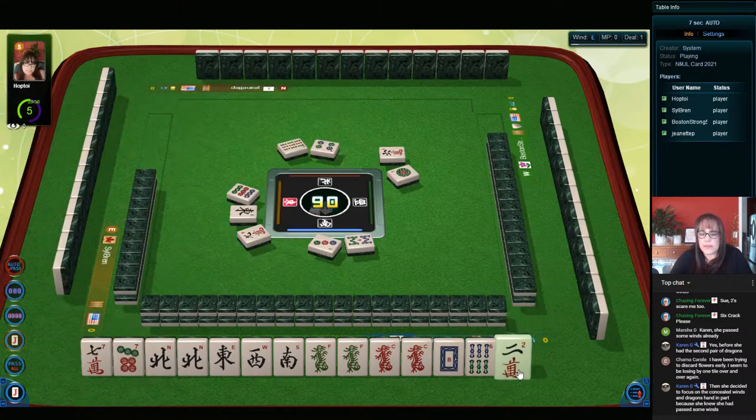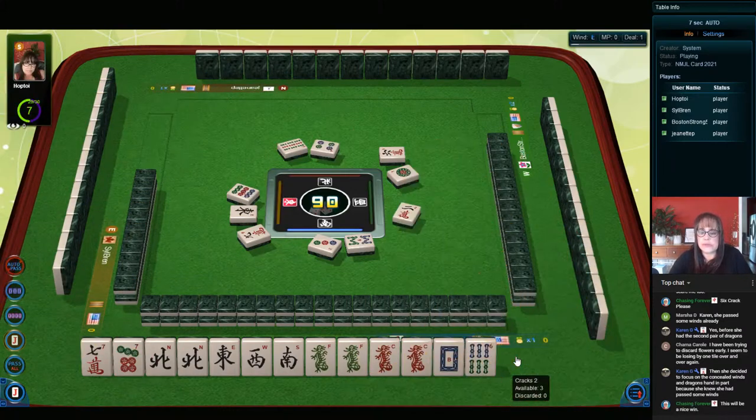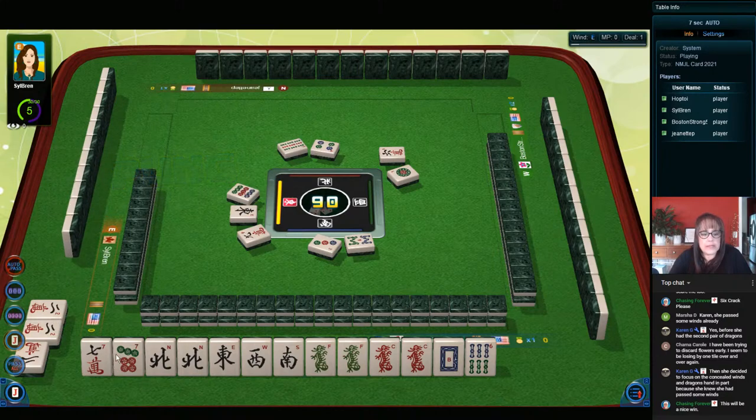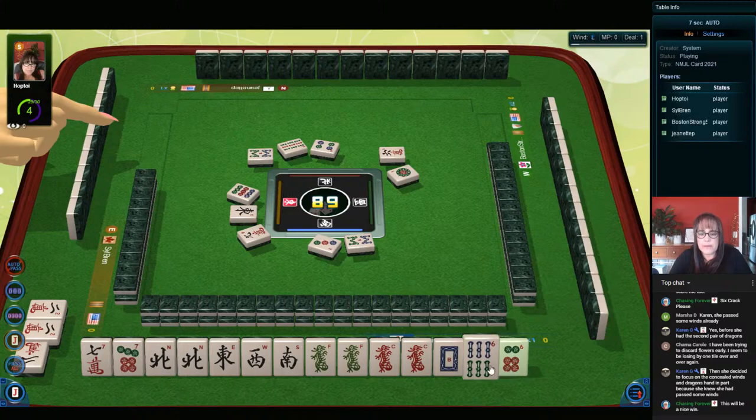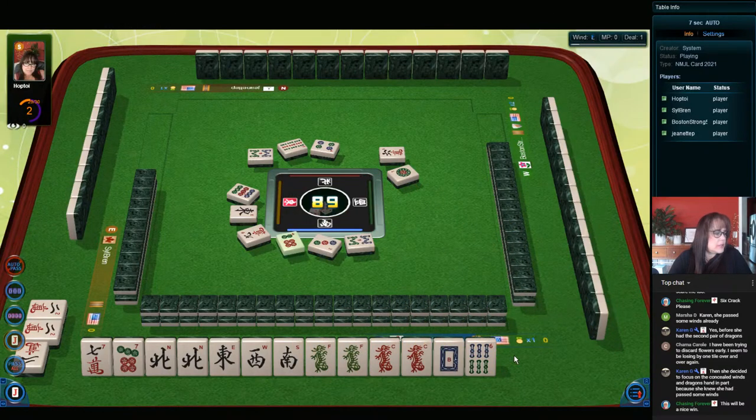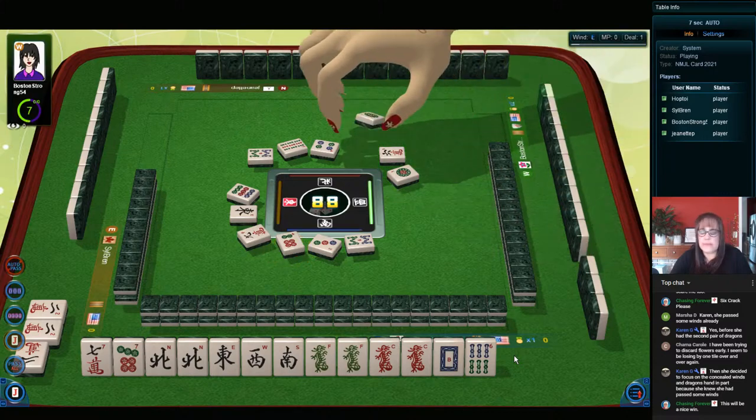9 bamboos. Okay, so we do not want twos. 2 characters. We want to let 1, 2, 3, and 7, 8, 9 go. Hmm. But here we might need sevens if we switch to news with bamboos. With sevens. Okay, so 6 dot can go. 6 dots. 1 dot.